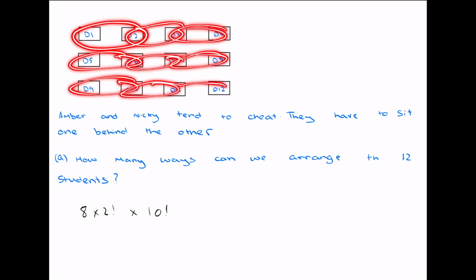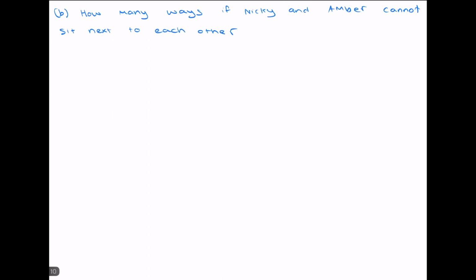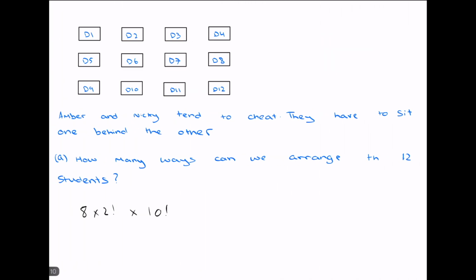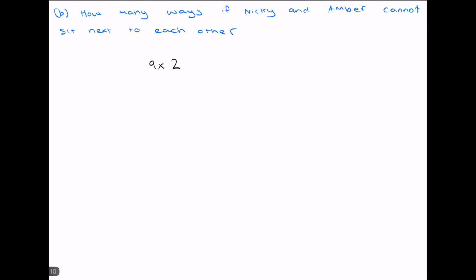So that's 9 possible ways. Again, it's just 9 times 2, right? And again, it's the same principle. Let's say Amber and Nikki sit like this. Where can the others sit? Anywhere else they want, so it's just 10 factorial.